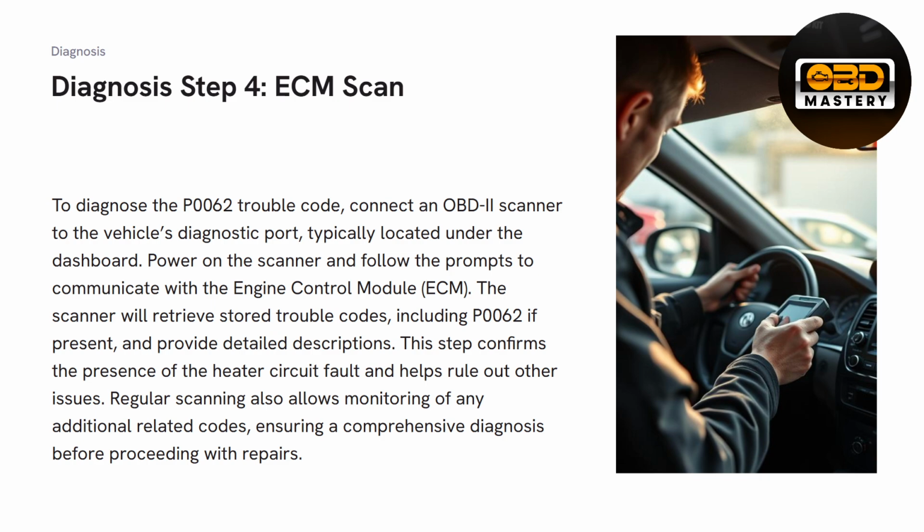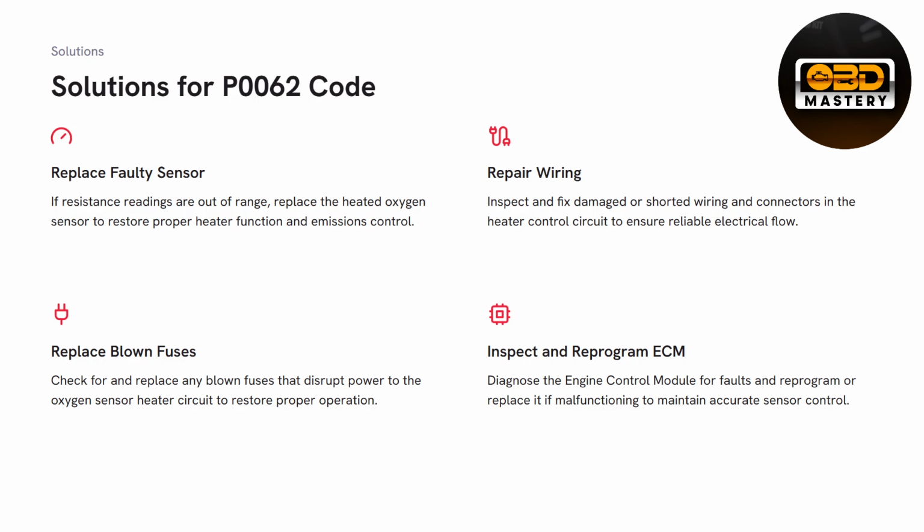Now, regular scanning allows monitoring of any additional related codes, so ensure that you're having a comprehensive diagnosis before proceeding with repairs. Now, solutions for P0062 are just replace the faulty sensor. All right, if the resistance readings are just out of range when testing with the multimeter, just replace it. All right, it's a lot easier than just leaving it there and adding to it.